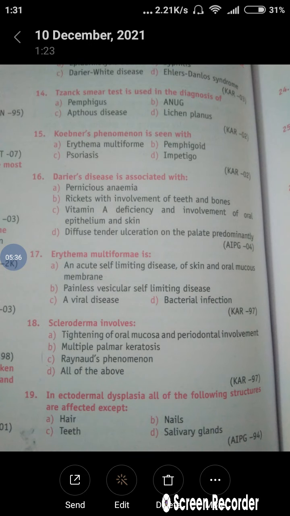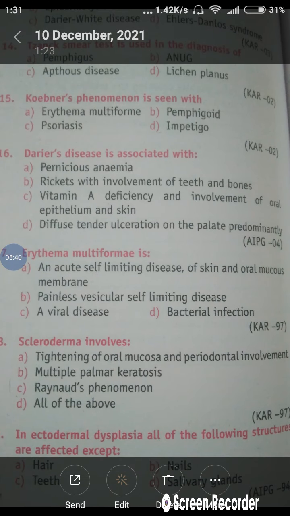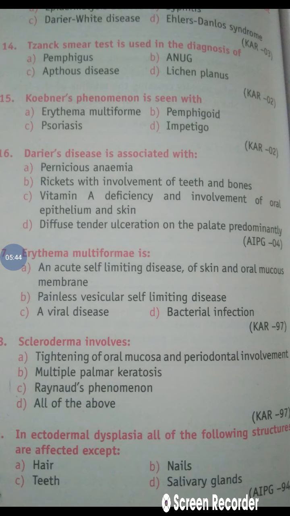Diarrhea disease is associated with what? And the answer is C option, that is vitamin E deficiency and involvement of oral epithelium and skin. This is the answer. You have to learn this. It is not related to anemia. It is not related to rickets. That's why option A and B are incorrect.